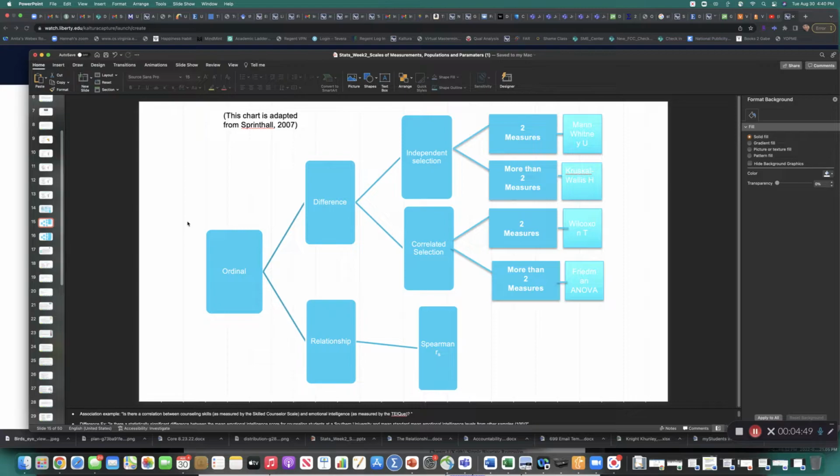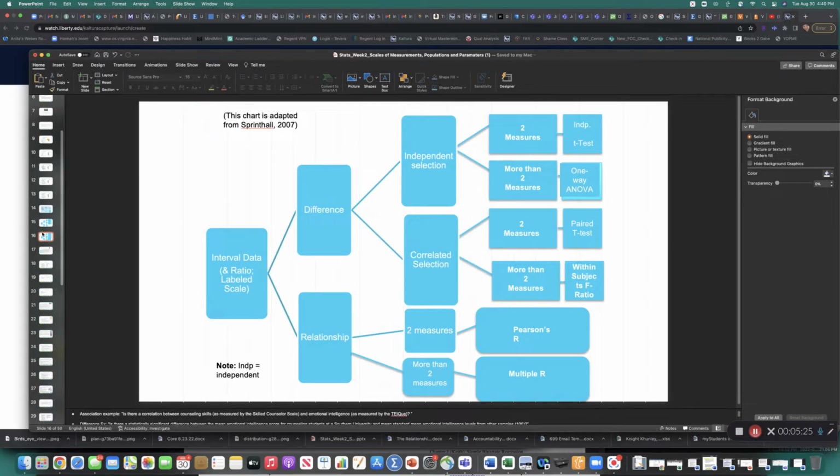If we were just looking at 2 measures, and we're looking at empathy levels for both groups, and we had ordinal data, then we'd use a Wilcoxon T. If we had more than 2 measures, like let's say we're looking at empathy and self-compassion, then we'd use a Friedman ANOVA. Going back to the second question, if we're looking at the hypothesis of relationship and we're trying to figure out, is there a connection between empathy and emotional intelligence, or is there a correlation, and our data is ordinal, then we would use the Spearman-Rowe.